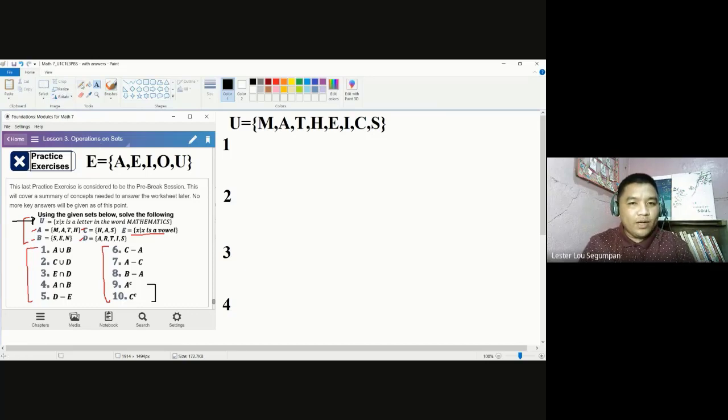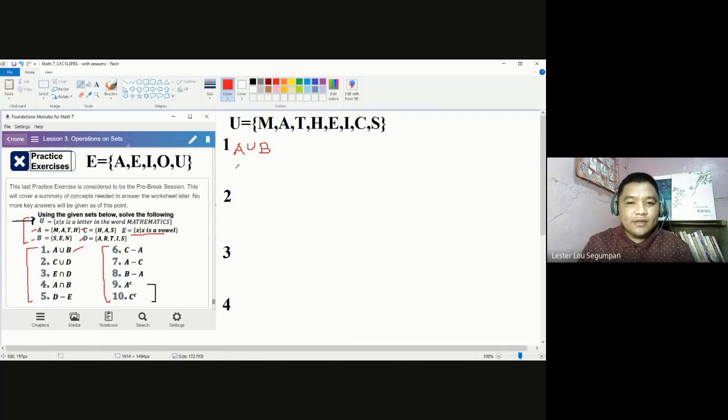Let's start with number one. Number one is the union of set B and set A, or A union B. When we talk about union of sets, we are just going to combine all elements. Say, for example, I have the set of grade 7 diamond students and a set of grade 7 jade students. If I'm going to combine these two sets, I will be including all students in diamond and jade. So in short, I'm just going to combine everything into one set.